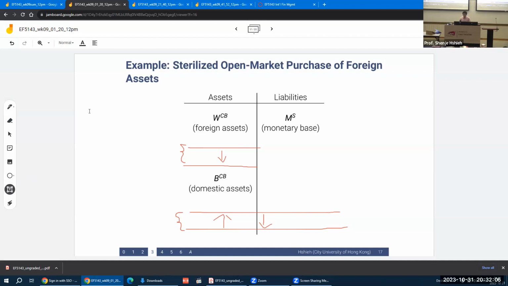So let's talk about exactly the steps of how this is done. What I want to do is buy WCB. So how is it done? I'm going to print money to buy foreign currency, and that's going to increase MS, right? Money supply.